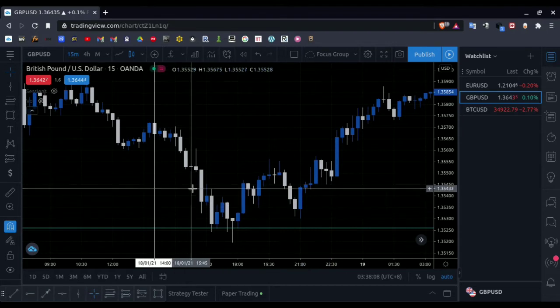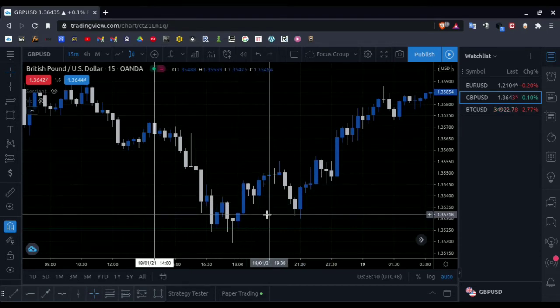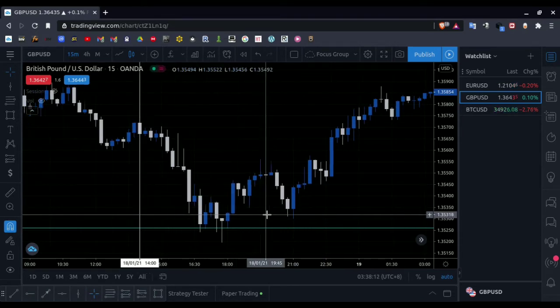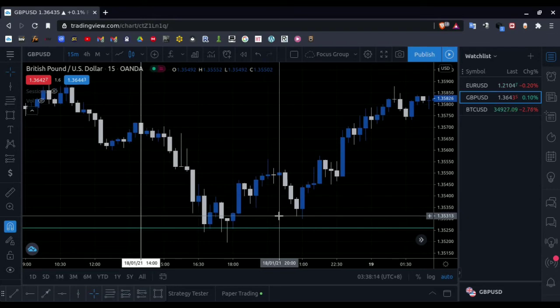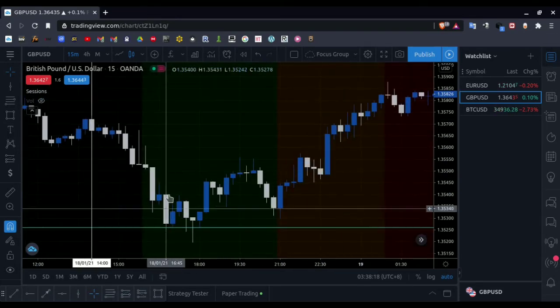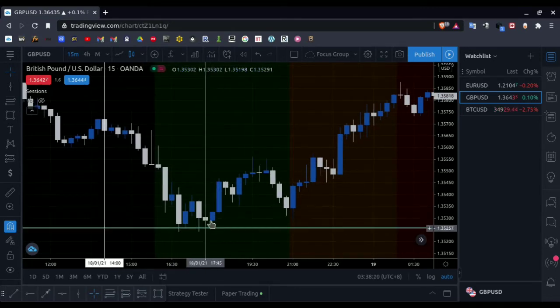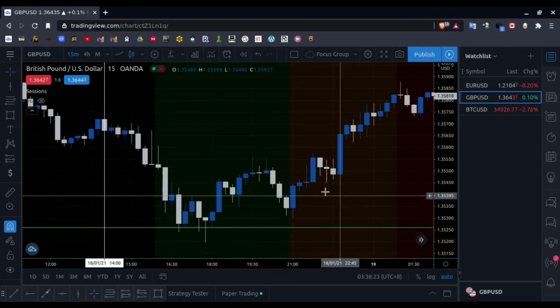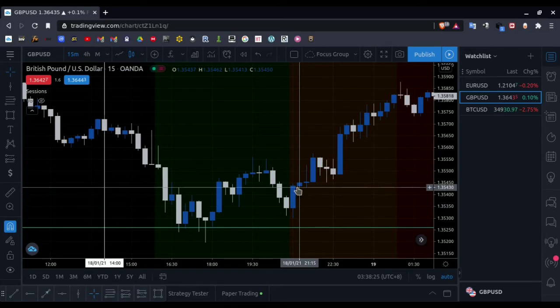Sometimes it does 3, but if you wait for 2 as a rule of thumb, you will definitely be in better odds of getting the better entry and not being taken out prematurely. Let's just put on our session indicator to see when this signal happens. This signal occurred in London session. Another signal occurred right at the open of the New York session.